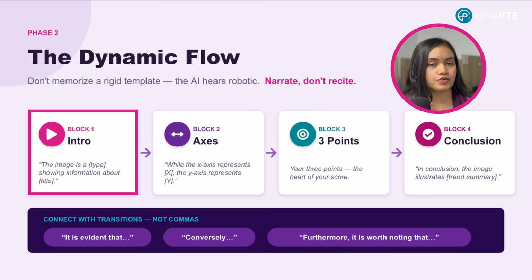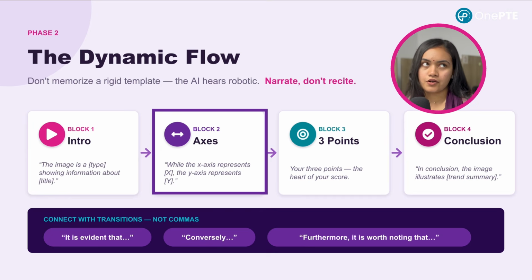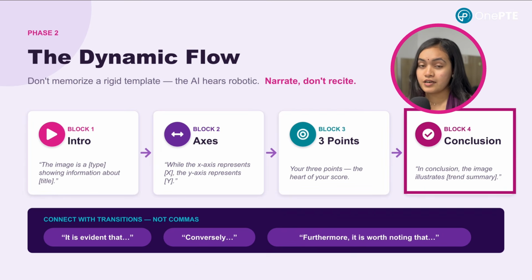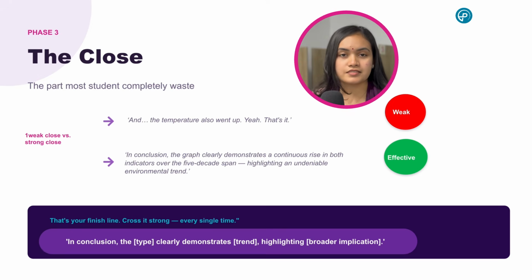And then comes block 2, axis: the horizontal one and the vertical one. Then comes block 3, the 3 points: the highest peaks, lowest points, labels and trends. And then comes the conclusion, a clear conclusion. That's it. Phase 3, the closing: a synthesis line that ties everything together.